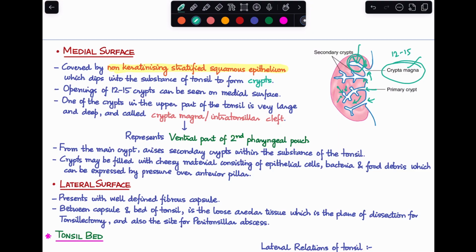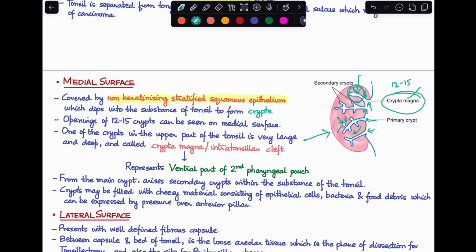Lastly, is the lateral surface. Now, this lateral surface, which is this side, is covered with a well defined fibrous capsule. Between the capsule and the bed of the tonsil is a loose areolar tissue. And this areolar tissue is the plane of dissection where we perform tonsillectomy. And this loose areolar tissue, this area is known as the peritonsillar space.